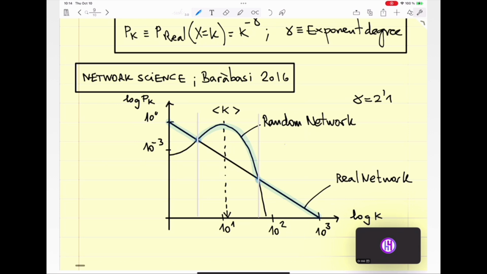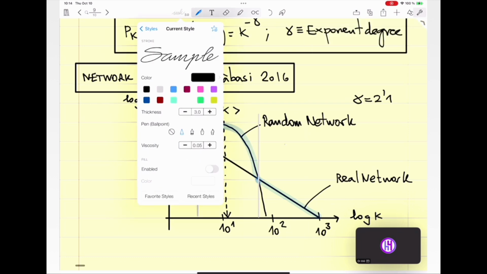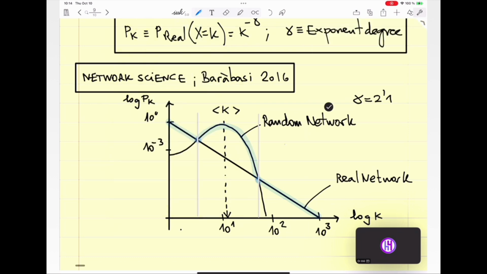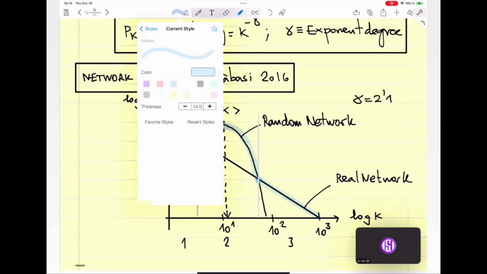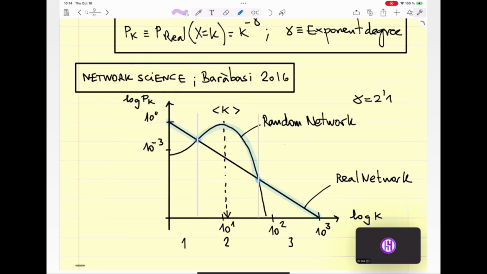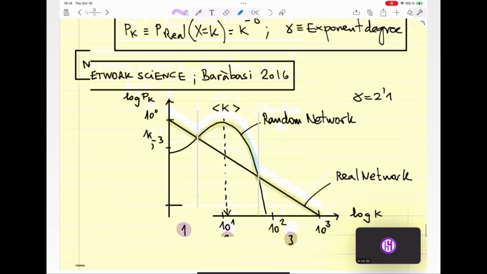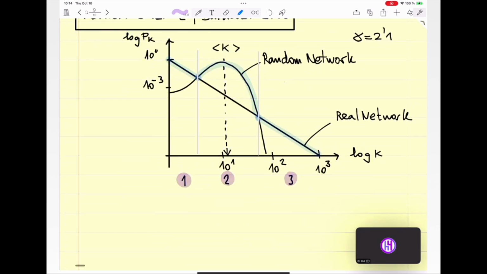As I said, we have 3 phases, 3 areas: area number 1, number 2, number 3. Let's look at them in detail. I asked this last year in the exam as well. Did somebody write the exam? No? Yeah, this was asked.